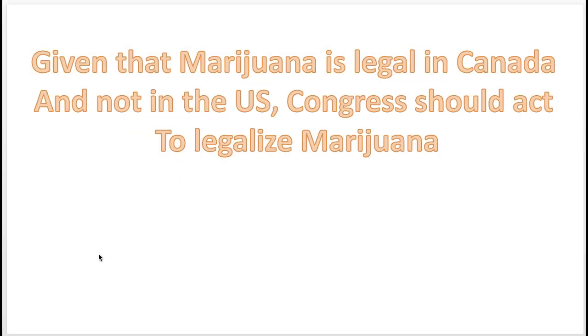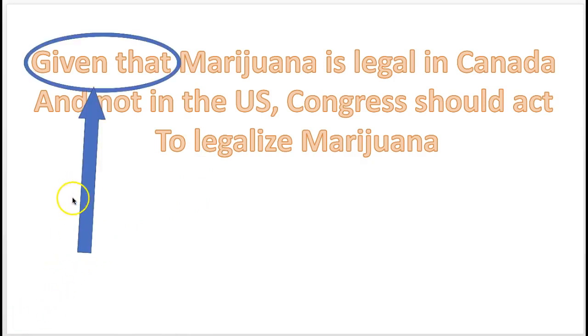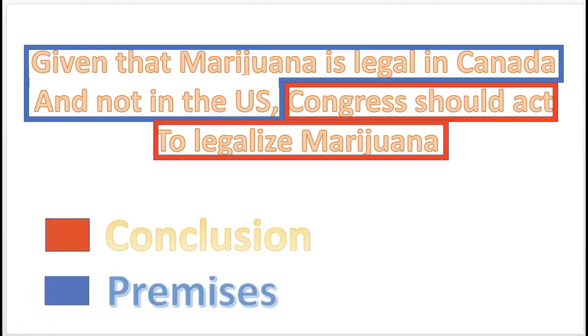Practice argument number 2. Given that marijuana is legal in Canada and not in the U.S., Congress should act to legalize marijuana. Identify the premise indicator. The answer is given that. Given that is the premise indicator. Now, identify the premise and the conclusion. The answer is, that's correct. The premise is in the blue squares and the conclusion is in the red square.